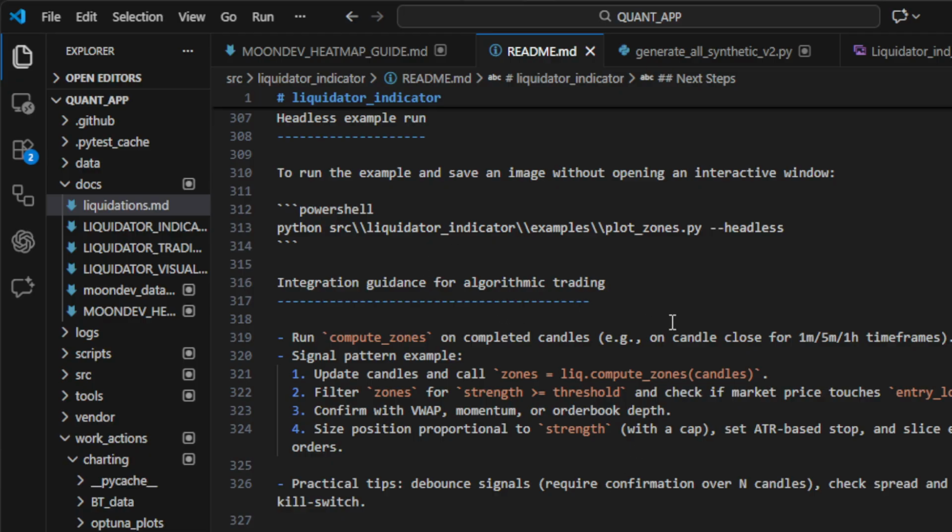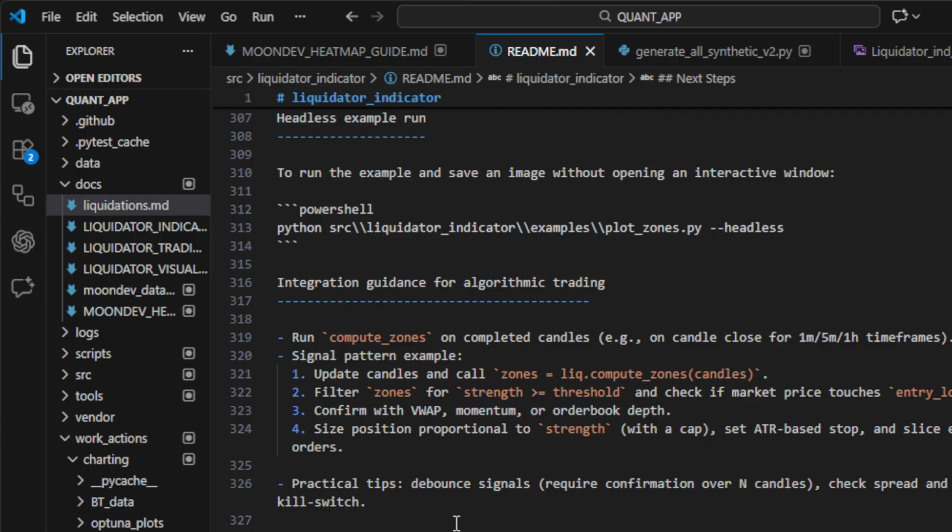Integration guidance for algorithm trading. Run compute zones on completed candles. Signal pattern example: update candles and call zone equals compute zone candles. So this is all a little bit technical to read before you set up everything. Filter zones for strength bigger than the threshold and check if market price touches entry low, entry high.